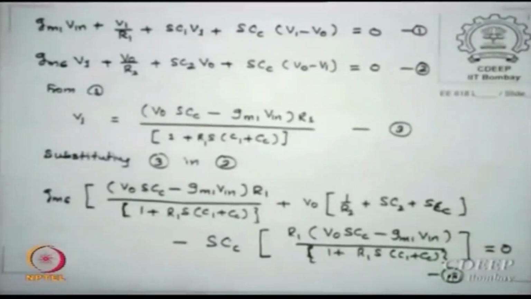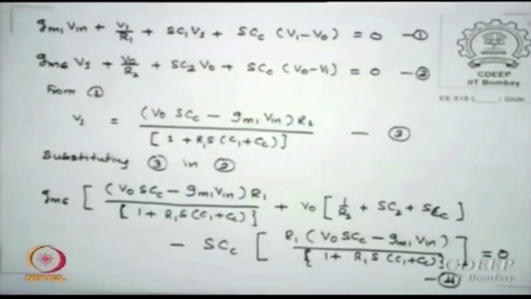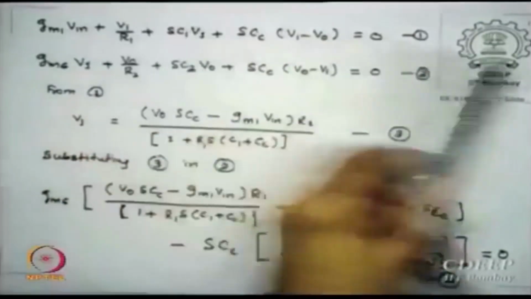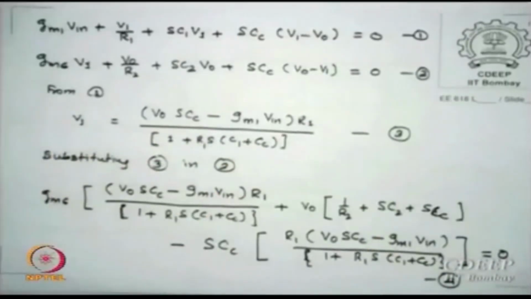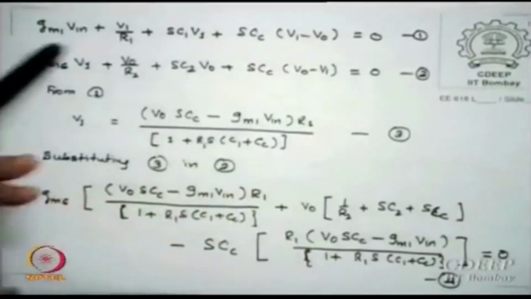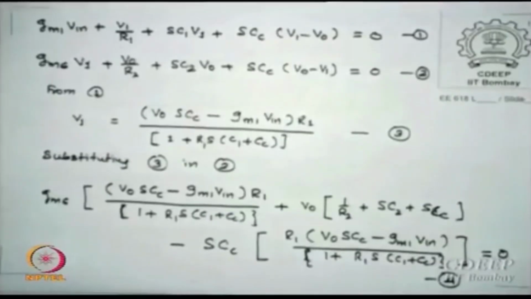There are two nodes, so two equations can be written. Using Kirchhoff's law, nodal analysis, I wrote the equations for the two nodes, V out and V1. There are only two nodes, V out and V1, so I wrote this equation. From equation 1 I evaluated the value of V1 because I am interested in the Vn and V0 relationship.